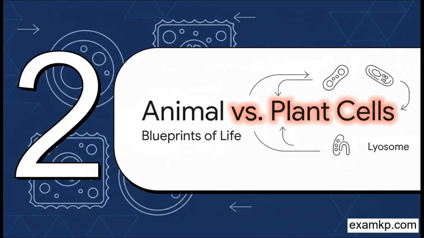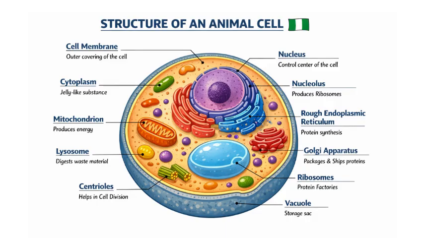It's time to look at the two main blueprints of life that you absolutely must know inside out for your exams, the animal and plant cells. First up, the animal cell. See that flexible outer layer? That's the cell membrane. It's like the bouncer at a club, deciding who gets in and who gets out.